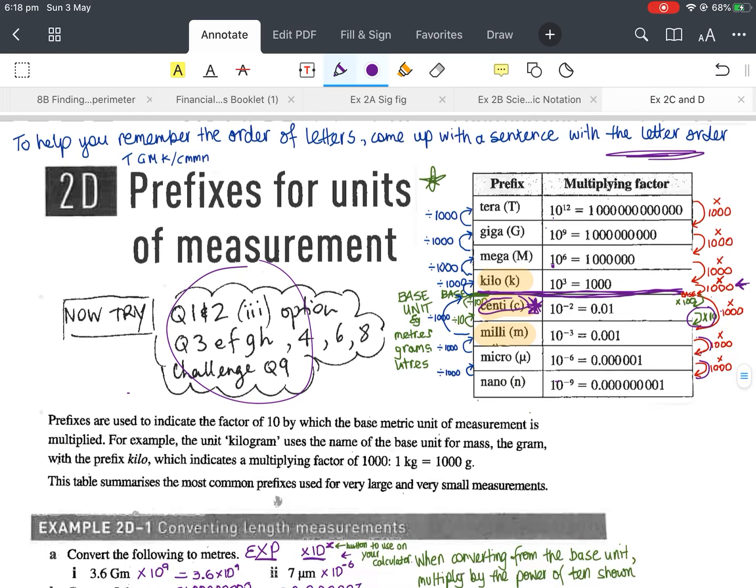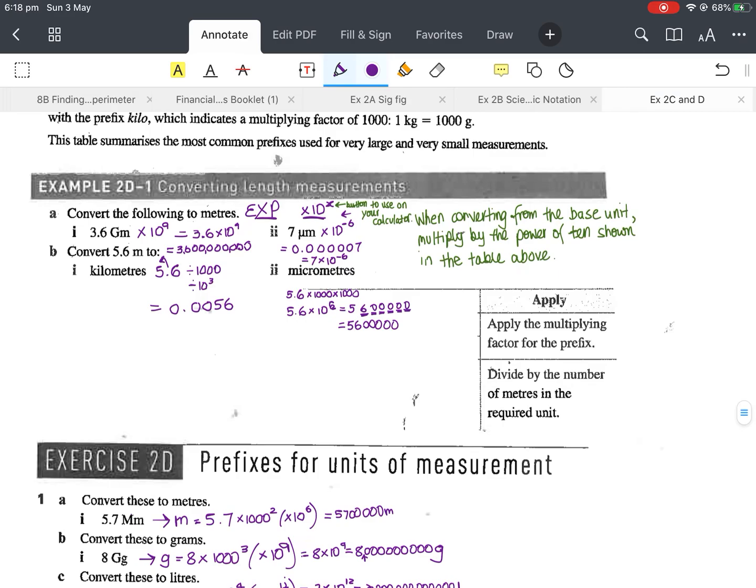All right, first of all, example 2D. So you're going to have to revert back to that table every time. Convert the following to meters. Now in green, I've written when converting from the base unit, multiply by the power of 10 shown in the table above. So 3.6 giga, we are changing that to meters.